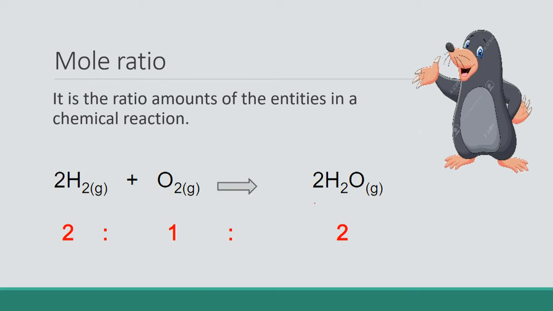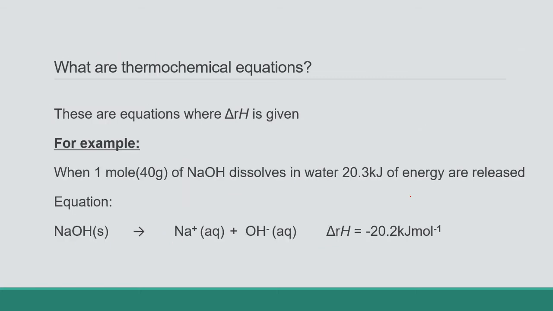The mole ratio is the ratio of the amounts of the entities in a chemical reaction. So in this reaction, we've got 2 moles of hydrogen molecules react with 1 mole of oxygen molecules to make 2 moles of water molecules. So the mole ratio is 2, 1, 2. That means for every 2 moles of hydrogen gas, we only need 1 mole of oxygen gas to react, and that forms 2 moles of water molecules.